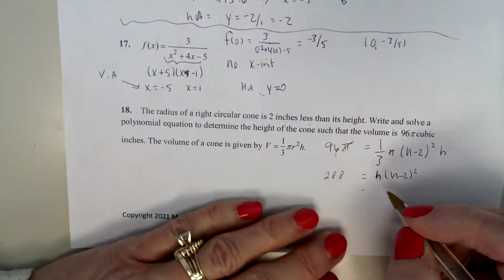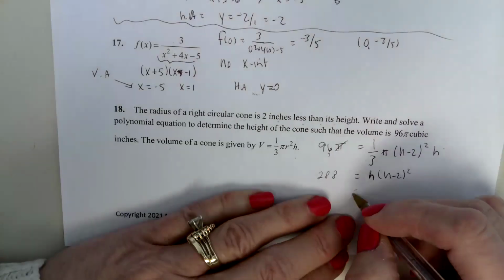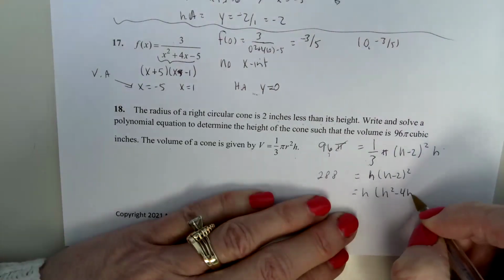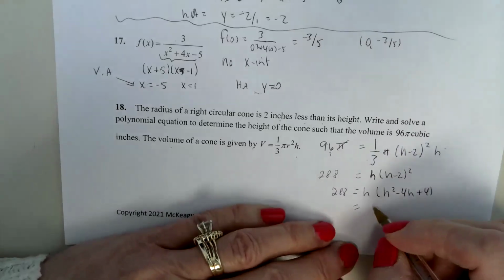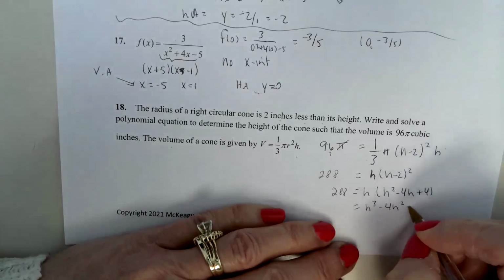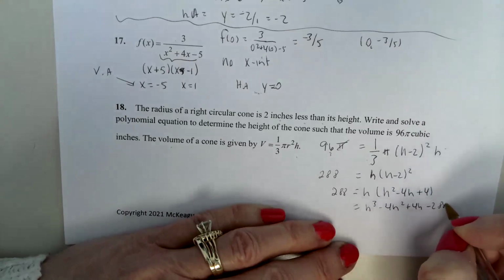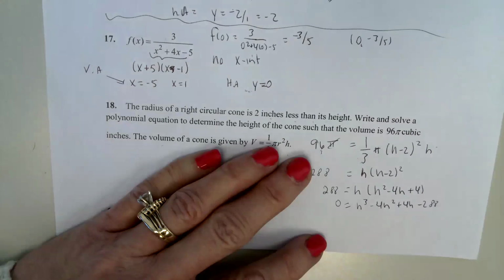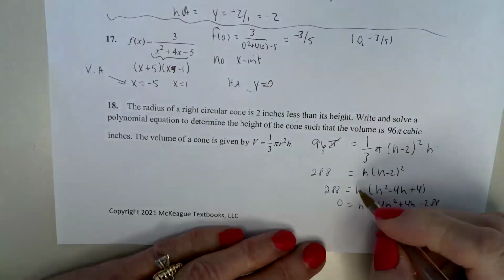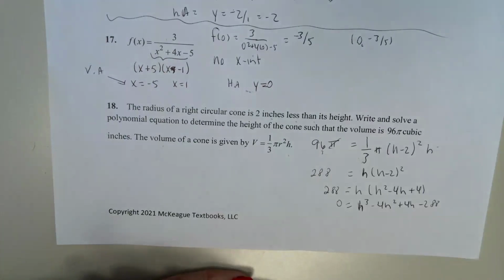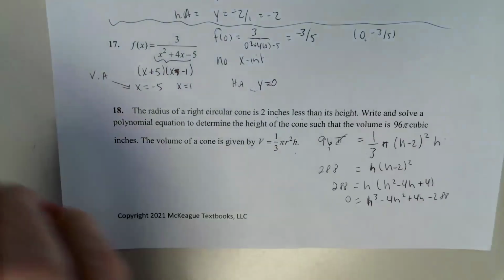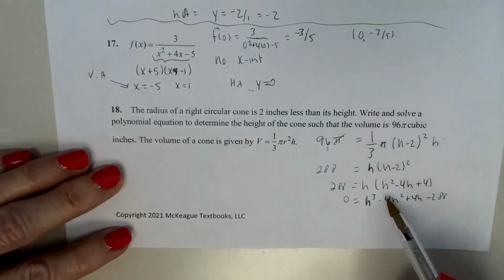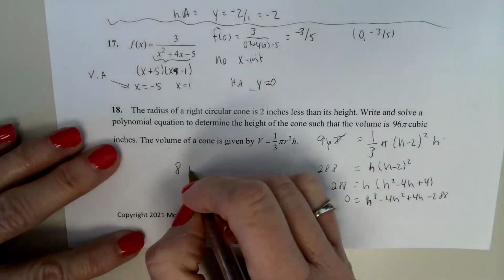So I've got h times h squared minus 4h plus 4, equals 288. When I multiply this through, I've got h cubed minus 4h squared plus 4h minus 288 when I bring it over here. And on these, there's no reason why you can't just use your graphing calculator. And when you put that into Desmos, you can see that the height will be at 8 inches.